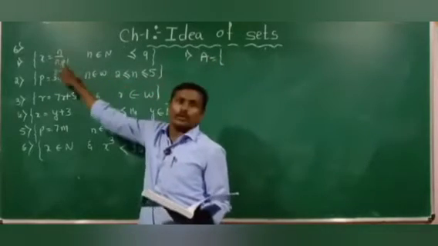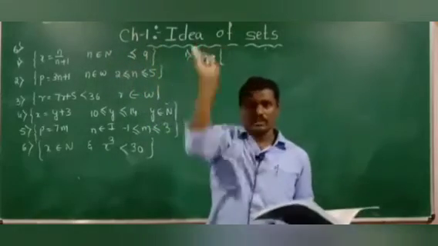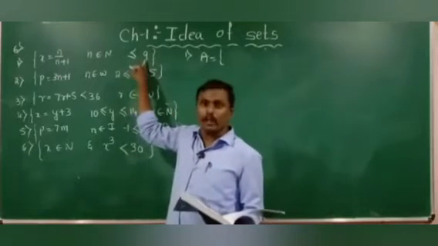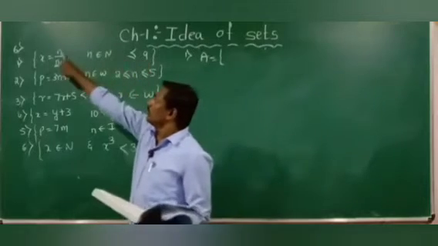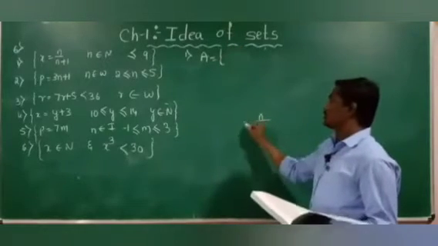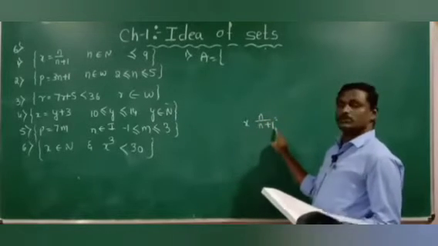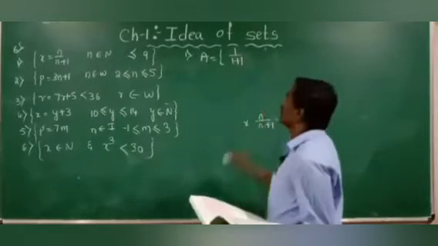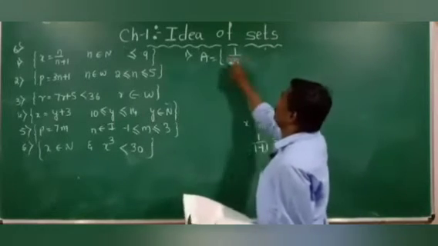The statement is x is equal to n divided by n plus 1, where n belongs to natural numbers and is less than or equal to 9. Here I am substituting n values as 1, 2, 3, 4, 5, 6, 7, 8 and 9. Right? If I substitute 1, x is equal to n divided by n plus 1, means 1 divided by 1 plus 1, which is equal to 1 divided by 2.